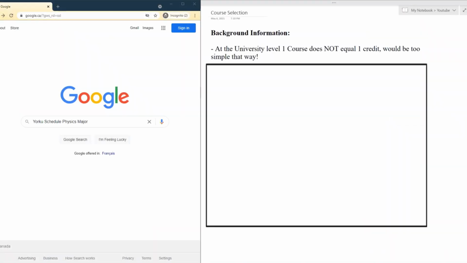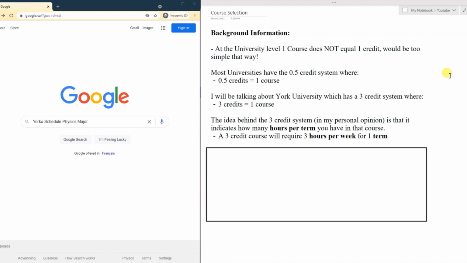So let's get some background information for the credits and courses at the university level. For high school, you're used to taking one course and grading one credit, and that would be simple and straightforward, but that's not the case for university, unfortunately. Things get a little bit more complicated with how the system works there. Most universities have a 0.5 credit system. Again, all universities have something slightly different, but most of them have the 0.5 credits, which means that if you take one course, you get 0.5 of a credit.